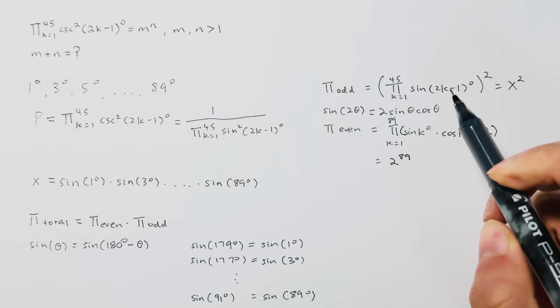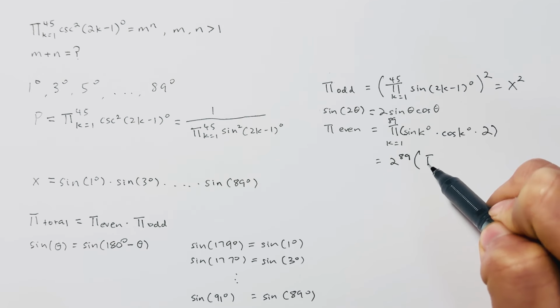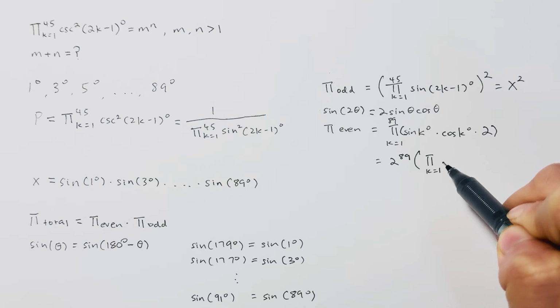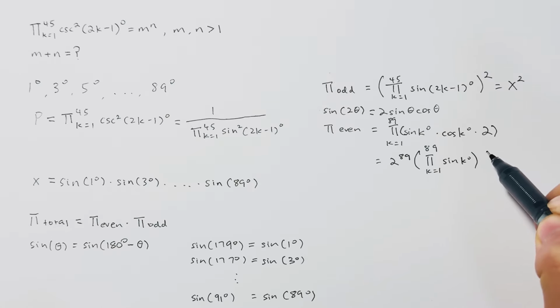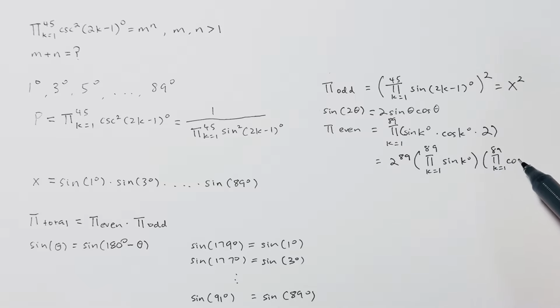So this becomes 2 to the power of 89, product k equals 1 to 89 of sine k degrees, times product k equals 1 to 89 of cosine k degrees. Now look at that cosine product. We know that cosine 1 degree equals sine of 89 degrees, cosine 2 degrees equals sine of 88 degrees, and so on. The product of cosines from 1 to 89 is exactly the same as the product of sines from 1 to 89.